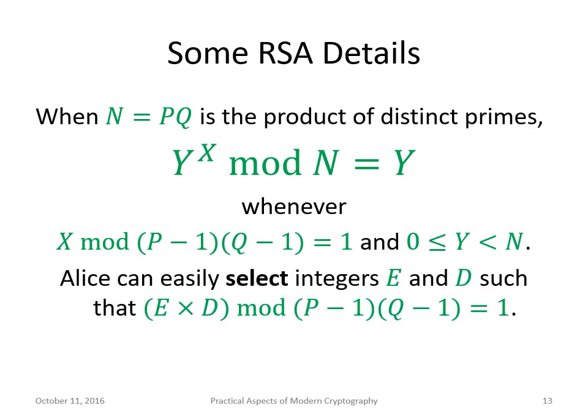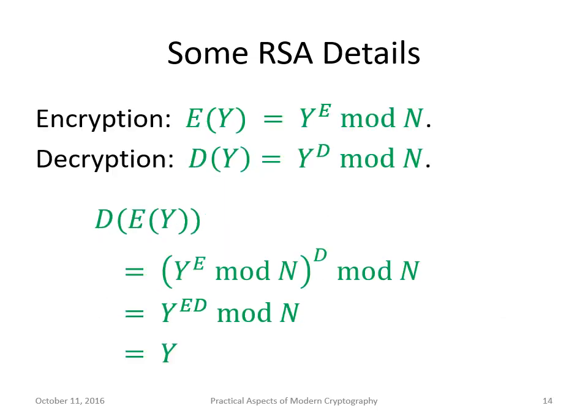So Alice is going to select integers e and d so that e times d mod (p-1)(q-1) equals 1. So this means that x is really equal to the product of e and d. Okay, so we don't actually deal with x, we deal with e and d instead. So far so good?